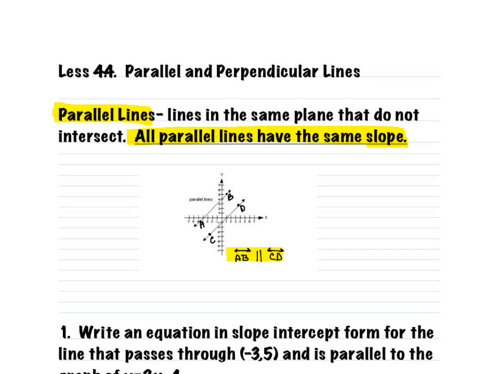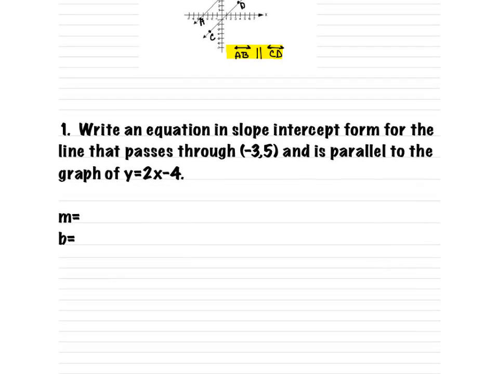Okay? So what you have to remember more than anything is that parallel lines have the same exact m, the same exact slope, the same exact incline. Okay? All right, let's start with number 1.